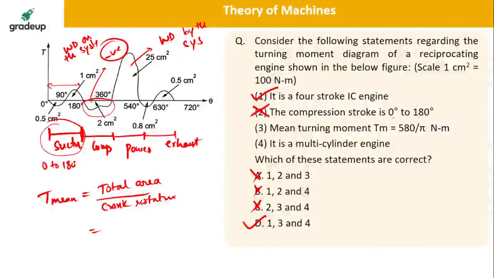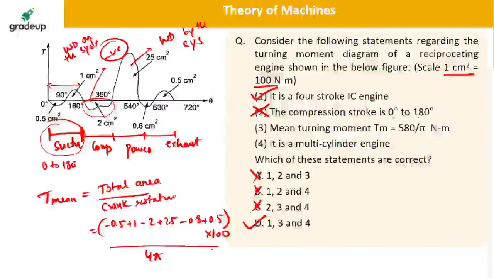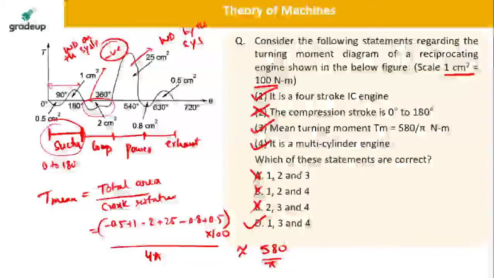Is this clear? So total area will be minus 0.5 plus 0.5, into scale reduction, where 1 centimeter square is equal to 100 into 100, divided by cycle time. This is equal to 4 pi. Calculate, you should almost be getting 580 by pi. Please try to calculate. This is definitely for a multi-cylinder, because in a multi-cylinder the peak is always lesser. So option D is the correct answer. Option D.